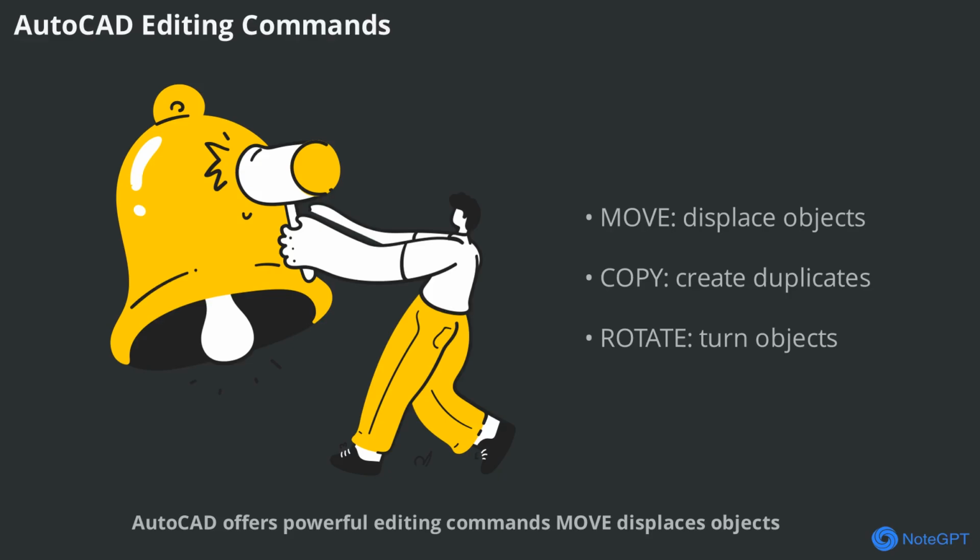AutoCAD offers powerful editing commands. Move displaces objects, copy creates duplicates, rotate turns objects about a base point, scale resizes objects, and trim removes unwanted segments. These commands streamline the editing process, allowing efficient manipulation of drawing elements. Mastery of these tools is essential for professional drafting and design.